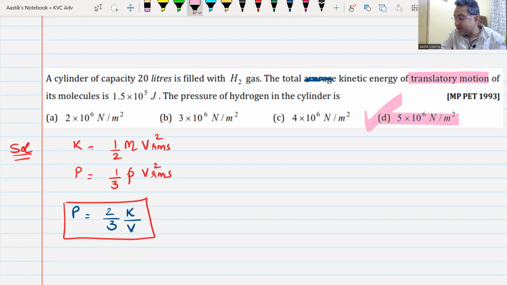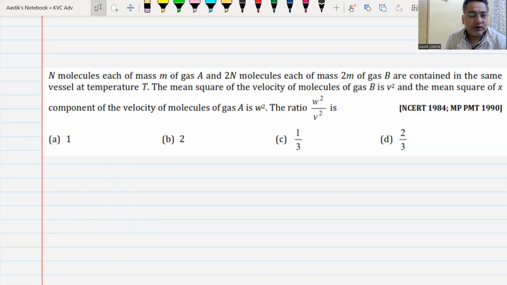We understand this? Shall we move on to the next question? This one is the next one in line. N molecules each of mass m of gas A and 2N molecules each of mass 2m of gas B are contained in the same vessel at temperature T.